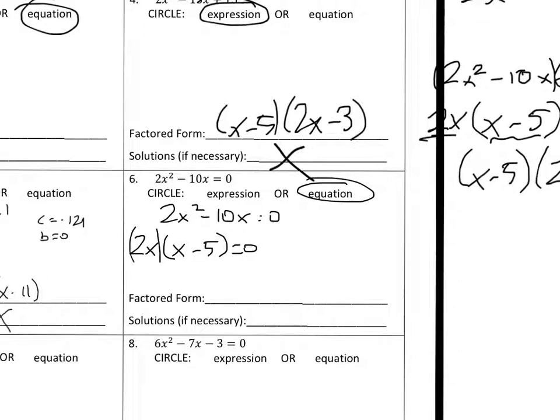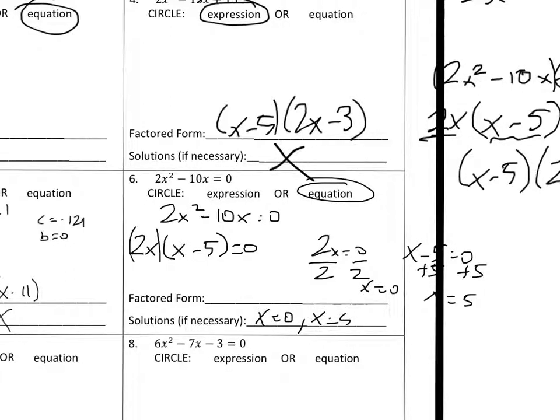Remember, once you have factored form, you can use the zero product property and set them equal to 0. So 2x equals 0 and x minus 5 equals 0. Solve for x. Divide by 2, divide by 2, plus 5, plus 5. So I get x equals 5, and 0 divided by anything is always 0. So my two answers are x equals 0, x equals 5.